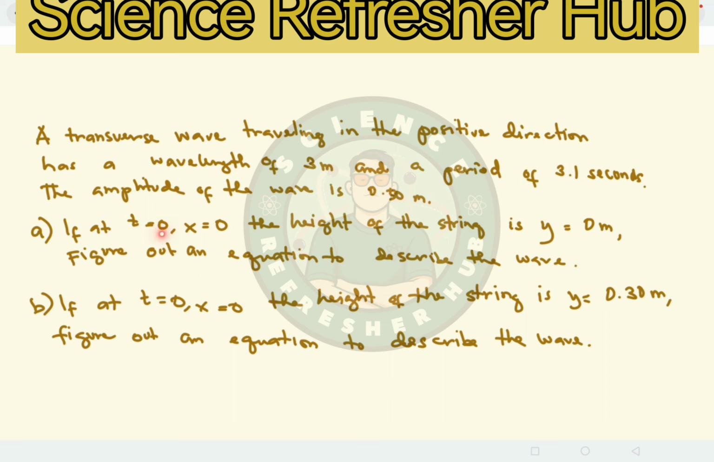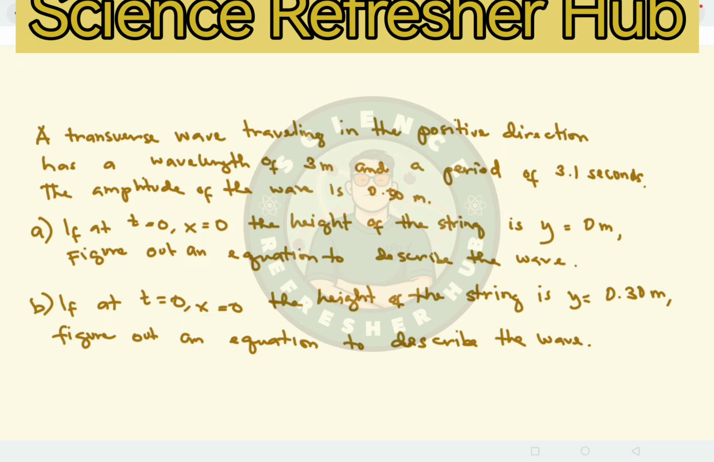If at time 0 seconds or position 0 meter, the height of the string, that's the y, as we described earlier from the equilibrium, as to what point the wave will begin to oscillate or to be graphed, is still 0 meter, figure out the equation to describe the wave. In part B, if at time 0, then the x is also 0, same as in A, the height of the string now has a value. It's no longer 0, it's 0.30 meter. And let's figure out the equation to describe the wave.